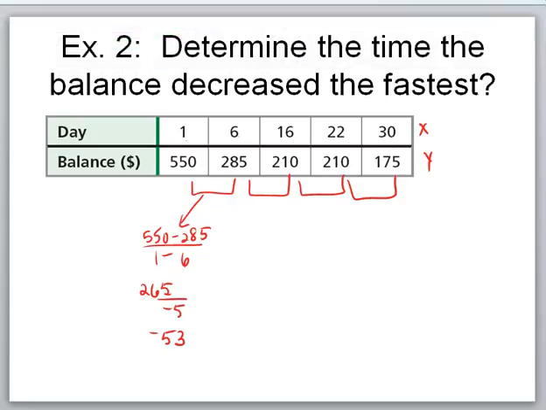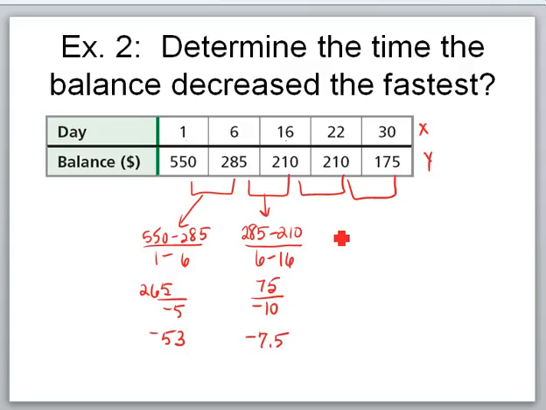Alright, I was continuing with this problem so I could figure out what time the balance decreased the fastest. The only one I've done so far is that I found the rate of change to be negative 53 from days 1 to 6. From days 6 to 16, the change in the y would be 285 minus 210 over the change in the x's would be 6 minus 16. That gives me a negative 10 on the bottom, and on the top I'd end up with 75. So that would mean a negative 7.5 rate of change.